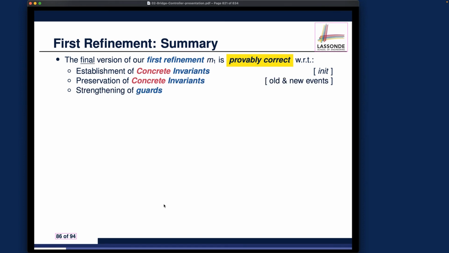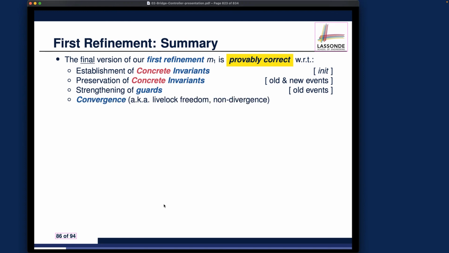And also we have proof about the strengthening of guards. In that case, which events did we prove about the strengthening of guards? Concrete events, but specifically the old events only, all those events that actually got their abstract counterpart. Those are the ones for which we want to prove that guards are strengthened with respect to the abstract guards of their abstract counterpart.